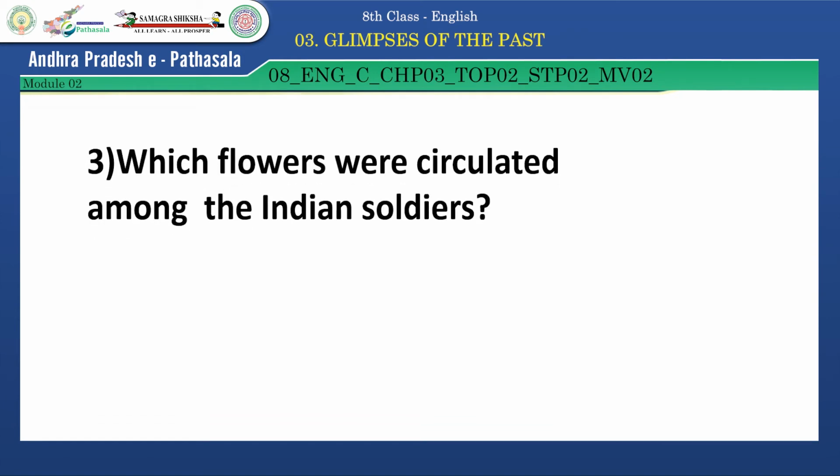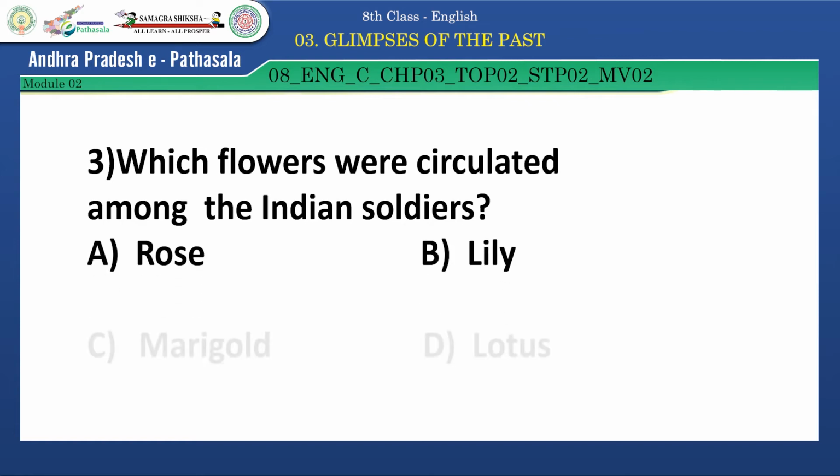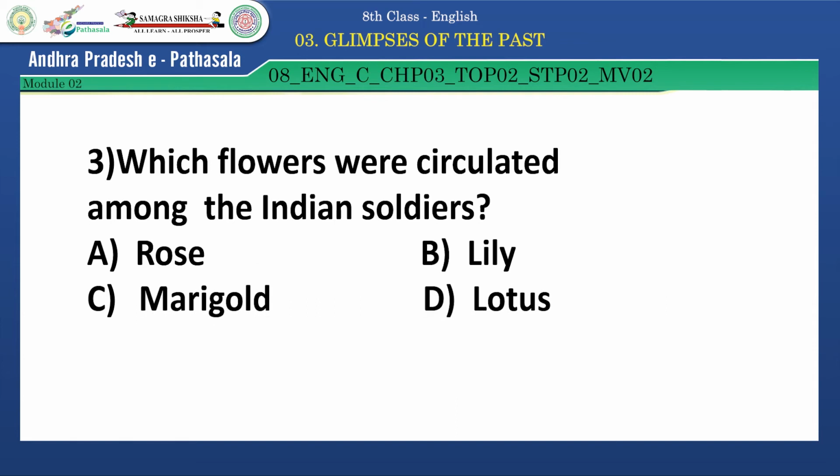Here comes your next question on the screen. Which flowers were circulated among the Indian soldiers? Your options are A. Rose, B. Lily, C. Marigold, and D. Lotus. Who is ready with your answers? Very good, Lotus. You've done a great job.